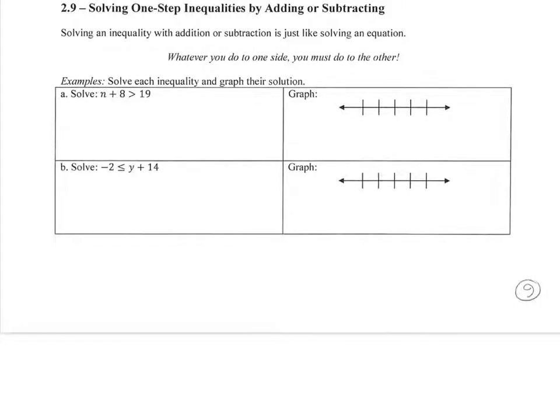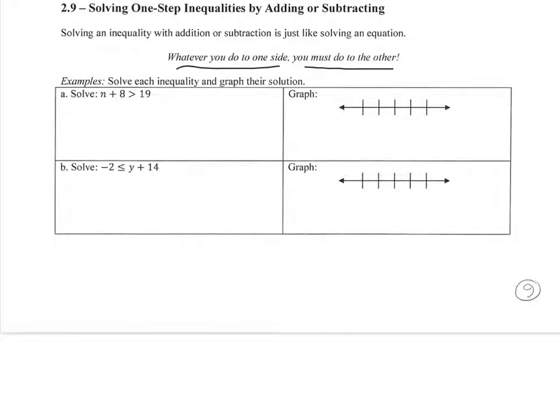Okay, just like equations, you can solve inequalities. You have to remember that what you do to one side, you must do to the other to keep it balanced. So solve each inequality and graph the solution.